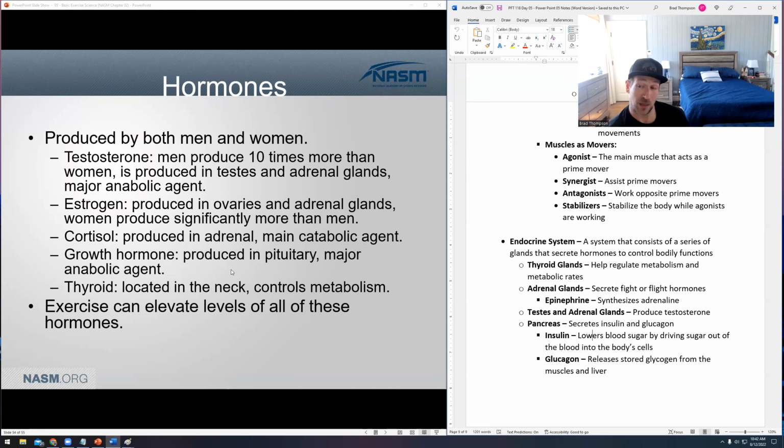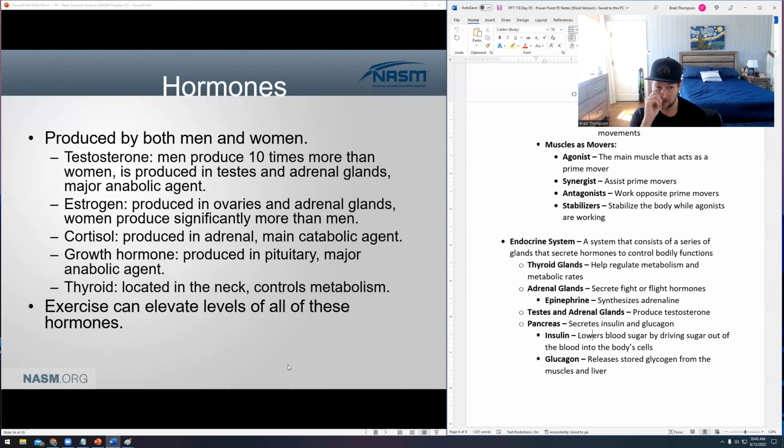Cortisol, that is a very catabolic agent. Cortisol actually slows down your metabolism and causes the breakdown of tissue inside the body. So the loss of muscle is usually due to cortisol production. We've got growth hormone, which helps us grow bone and muscle and glands and everything in our body. And then, like I said, thyroid helps us regulate our metabolism.